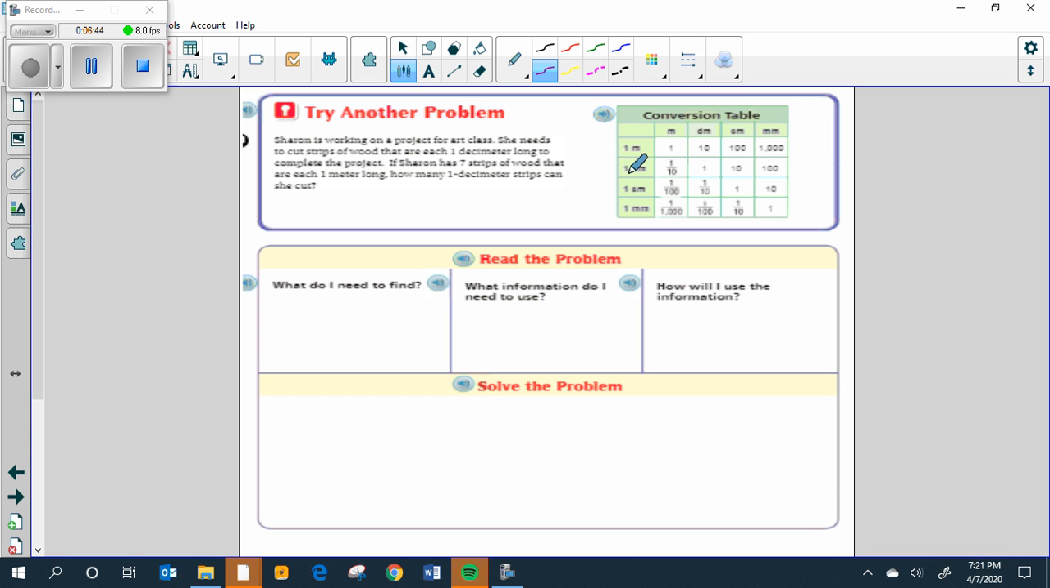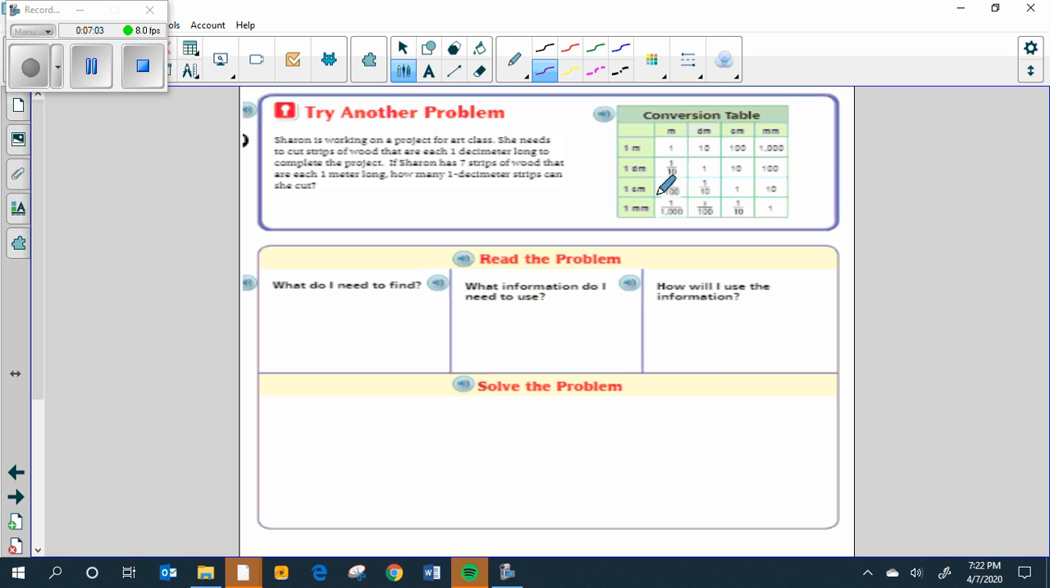So one decimeter, because it takes 10 of those to make a meter, just one of them is 1/10 of a meter. 1 decimeter is 1 decimeter. 1 decimeter is 10 centimeters. 1 decimeter is 100 millimeters.